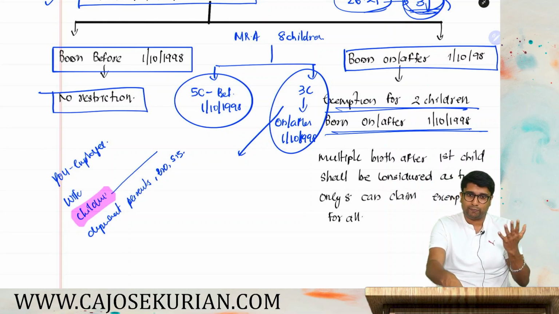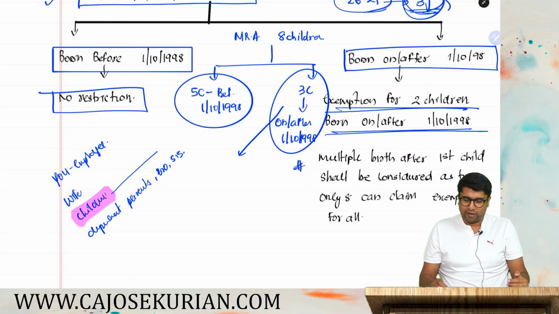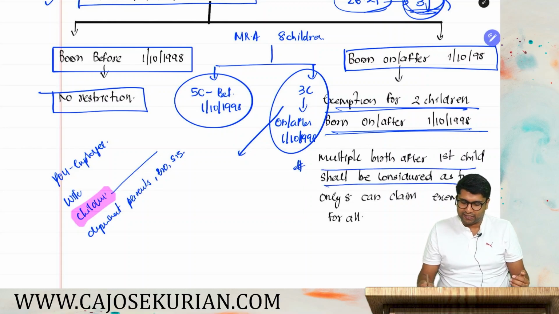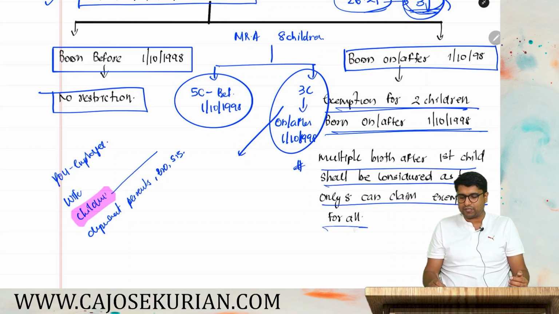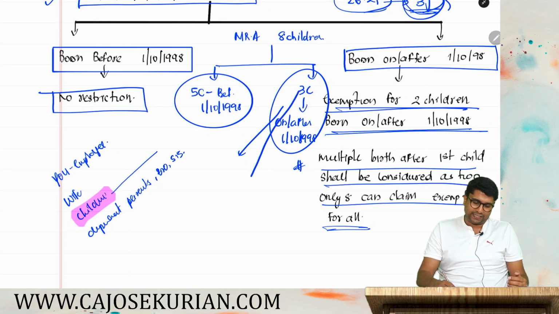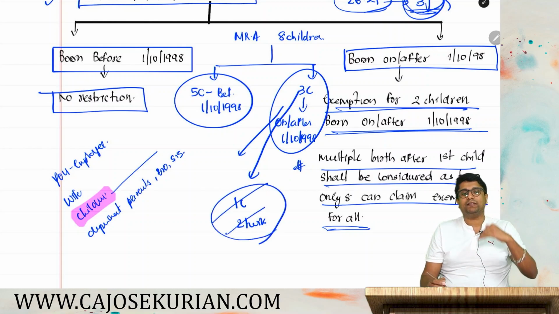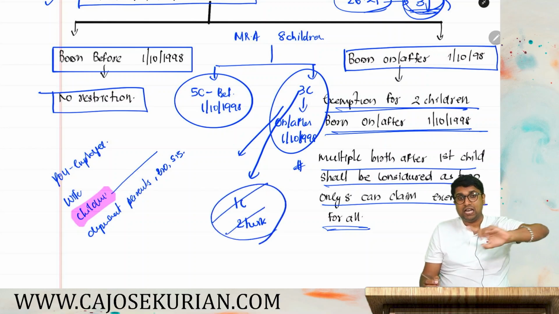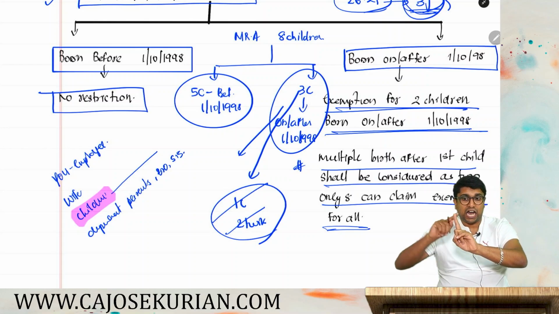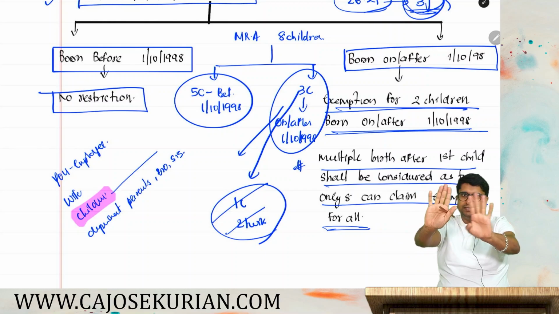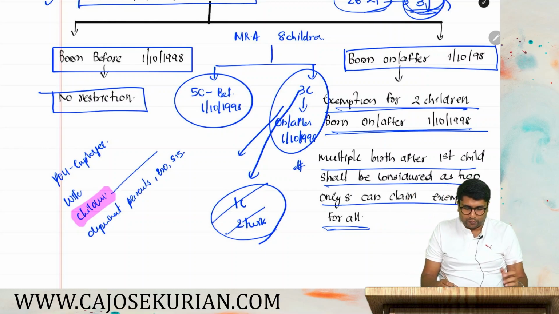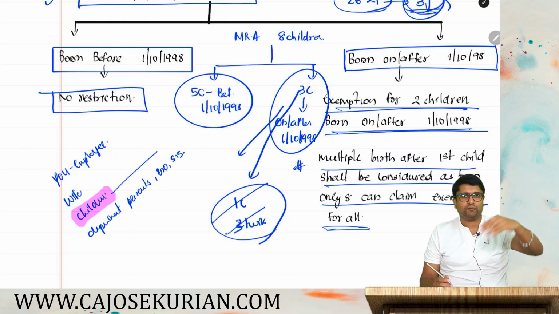Now there is one more benefit. What is that benefit? Multiple births after the first child shall be considered as 2 only, and you can claim exemption for all. Say out of these 3, you have 1 child. After that you have twins. Then you can take all of them and claim the exemption for 3 of them. No problem. After the first birth, if the children are born after 1st October 1998 and you have multiple, then no problem. Say instead of twins, it is triplets, no problem. You can take all those 4 and claim exemption for the traveling cost.